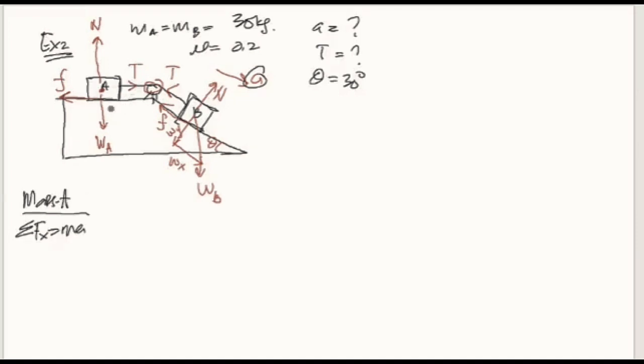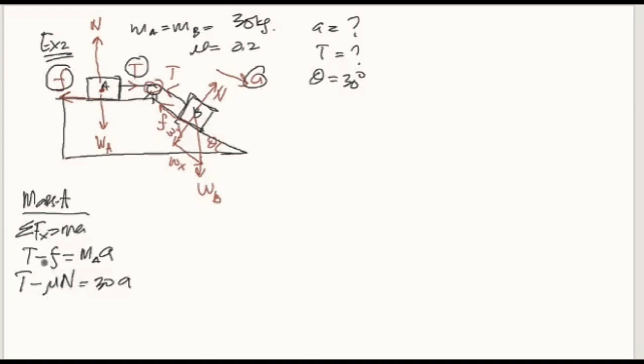Fx, so Fa here will involve T, and then F will involve the two. So T pointing this way minus F, okay, next one is MA, right. So T we don't know yet, F equals mu N, okay, involving mu N, MA is 30 times A, okay.